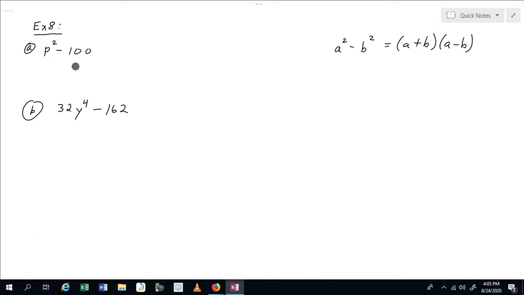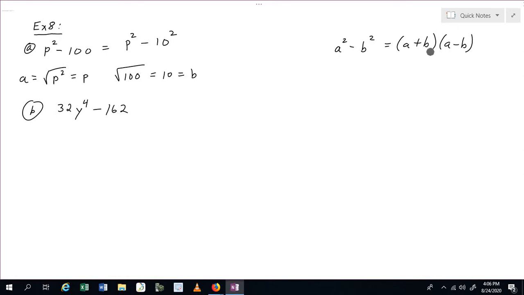Hopefully you recognize this as the difference of squares. To verify that, you can take the square root of the first term, the square root of p squared, which gives you p, and that's going to be our a. Then the square root of the second term, the square root of 100, is 10, and that's going to be our b. So I'm going to write it as p squared minus 10 squared, where a is p and b is 10. That clearly shows that it's the difference of squares.